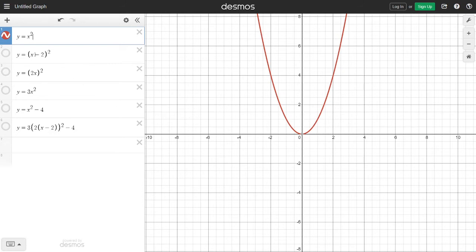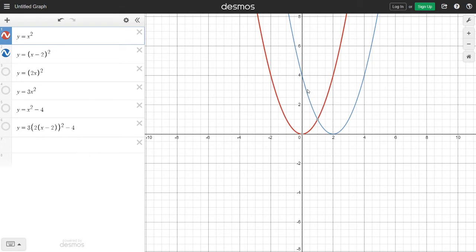For the next, what we're going to do now is we're going to see what happens when we add in a minus 2, x minus 2 inside the function. We know this to be a horizontal shift, so it literally takes the graph and it shifts it to the right by 2.